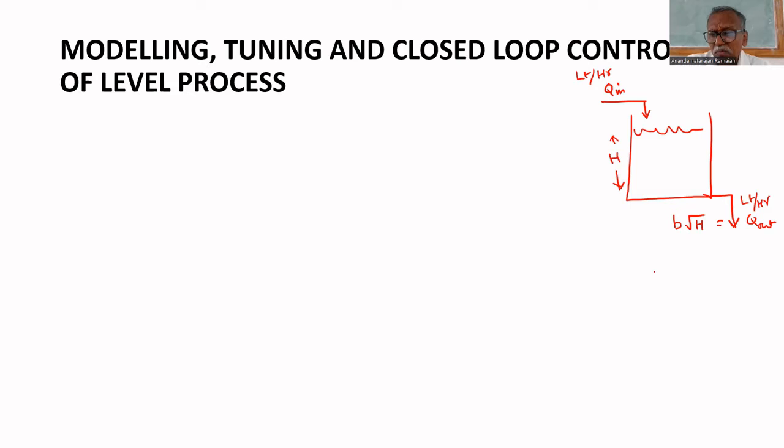What is a nonlinear process? This is H versus outflow rate, Q out. If you plot it, a linear relationship would be a straight line, but it is not so. The relationship will be like this. That's why it is called a nonlinear process.